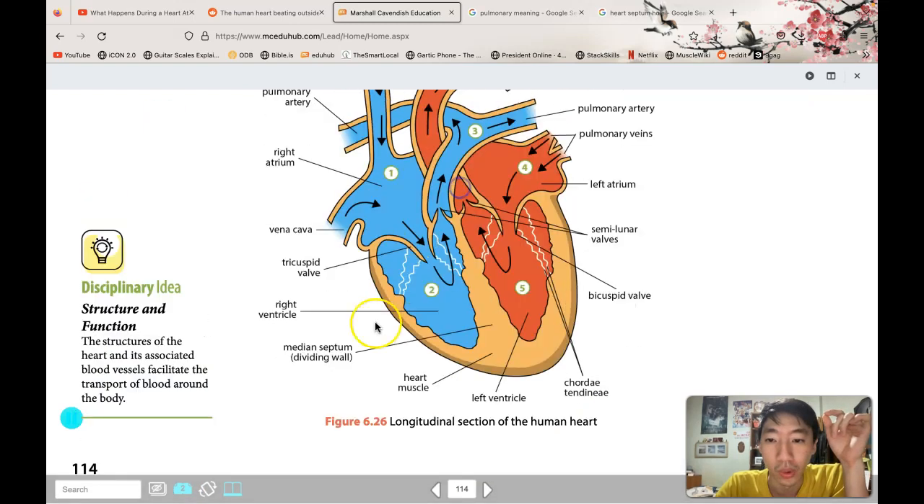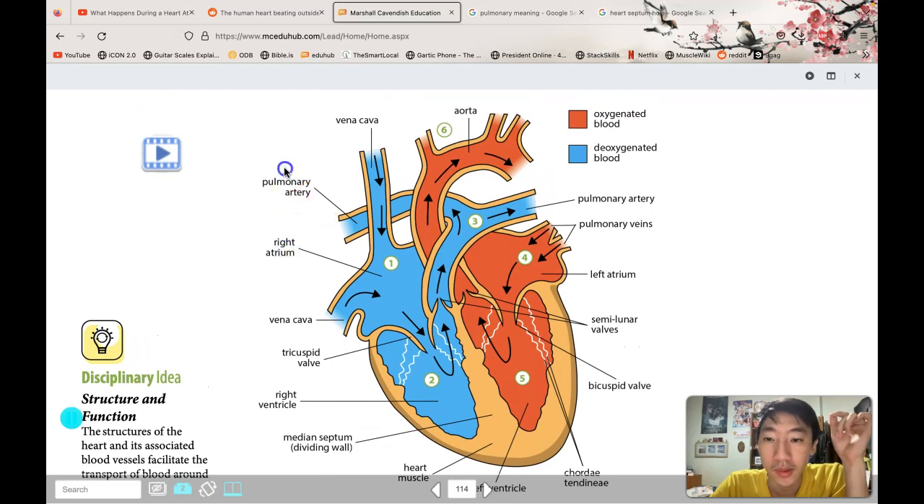Okay, so there's this septum, right? The median septum that's dividing the left side and the right side of the heart. There's this thing called the chordae tendineae, right? These are some ligament-like structures that help to hold the valves. Okay, but these are not really tested.